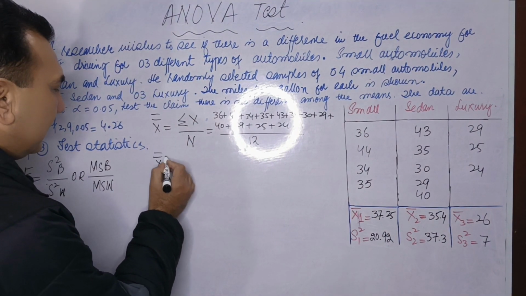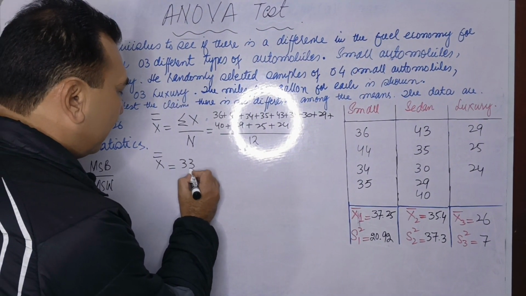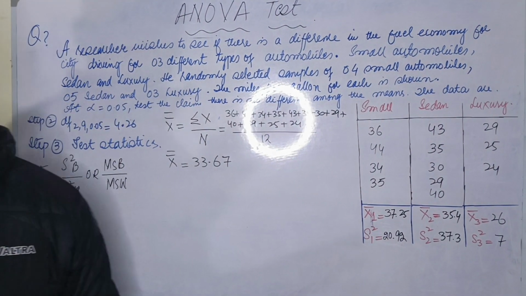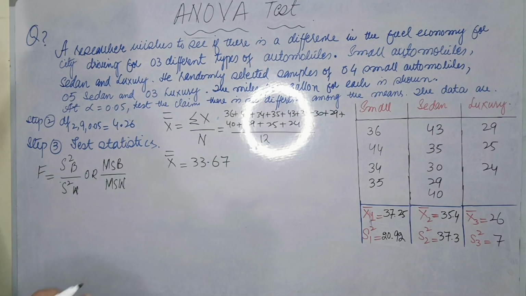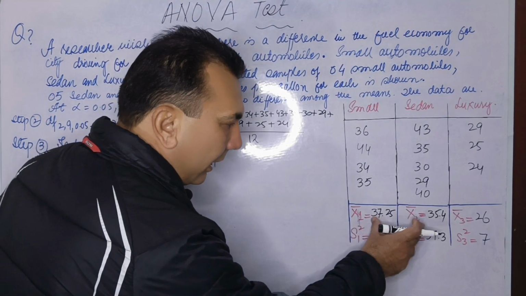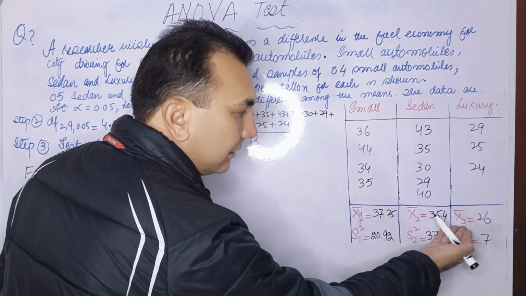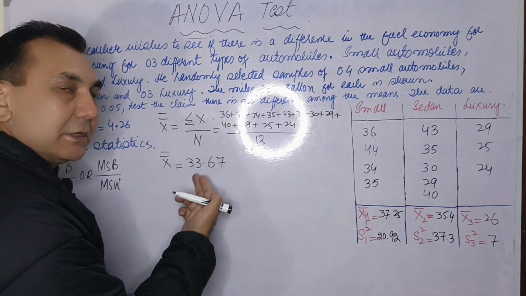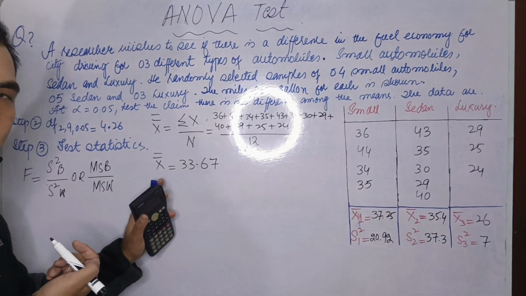So the grand mean will come up around 33.67. We add up all these values, and then we divide by the total population. It will come up with 33.3667. Or we can add up the 3 sample means of the three samples, then divide by 3, and again it comes up around 33.67. You can do it like that, or you can do it this way.